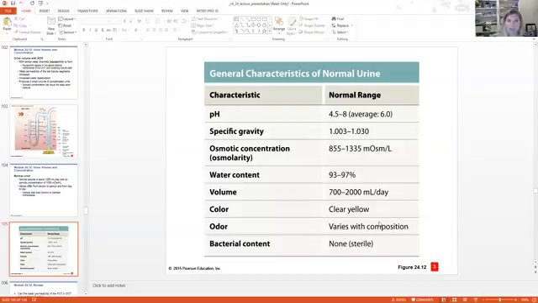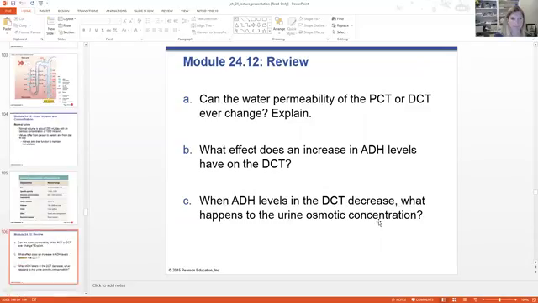Typically a clear yellow color is what it should be. Should not have a specific odor, but again, depending on what you may have eaten or drunk, your urine may have an odor to it, and it should not have any bacteria in it. It's sterile. Normal healthy urine is sterile. It can serve as a growth medium for bacteria, but that's only after time.